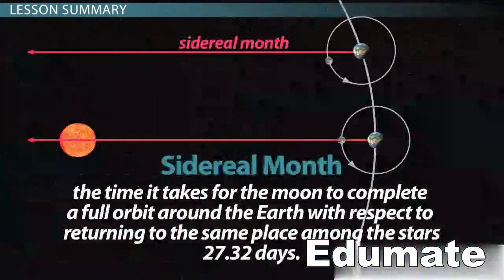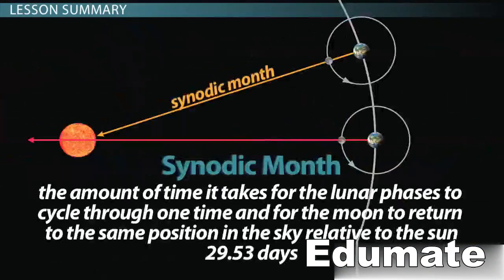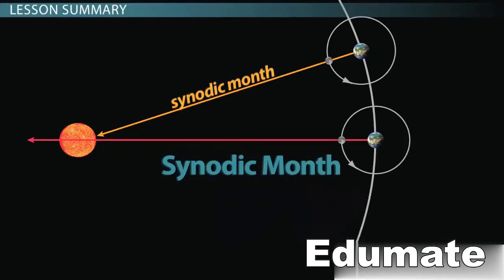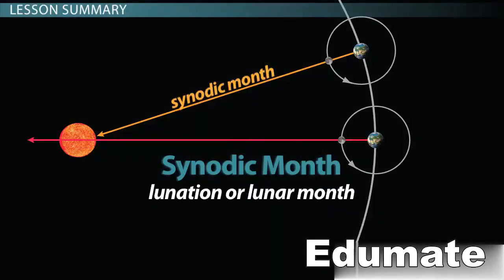And the sidereal month is the time it takes for the Moon to complete a full orbit around the Earth with respect to returning to the same place among the stars, 27.32 days. Sometimes the synodic month is a reference as well. It's the amount of time it takes for the lunar phases to cycle through one time and for the Moon to return to the same position in the sky relative to the Sun, 29.53 days. The synodic month is sometimes called a lunation or lunar month.